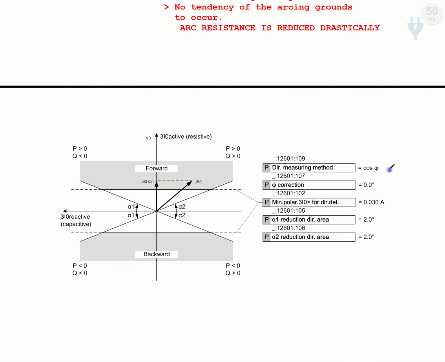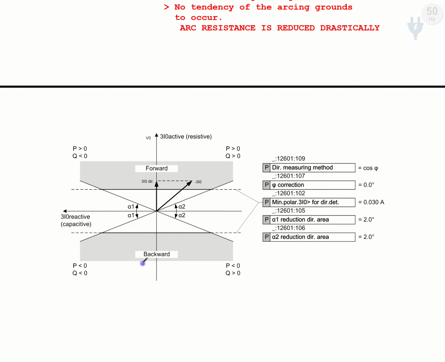And for the measuring method, we select cos phi because we need this part of the current perpendicular to the symmetrical axis, which is decisive for the type of the fault, and which should be used for the functionality of the relay.